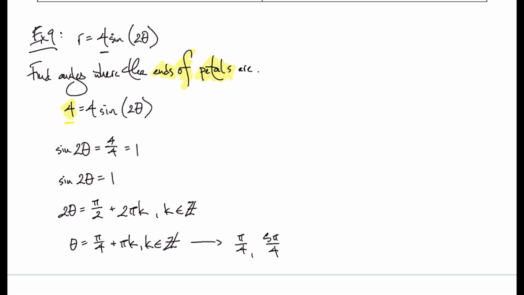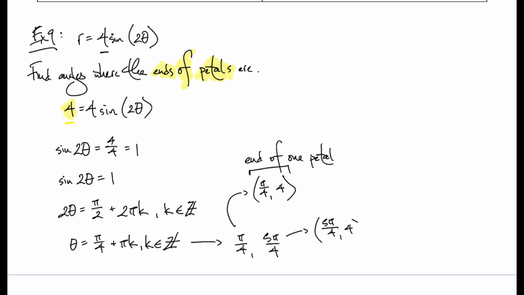What that means is that at the angle pi over 4, the r value is 4. That's like one end of one petal. So this is the end of one petal. Now this gives us 5 pi over 4, comma 4. That gives us the end of another petal.